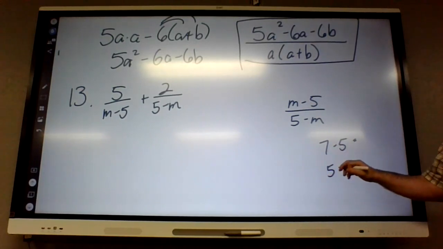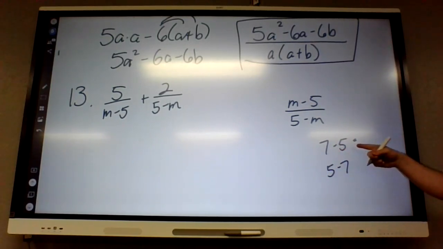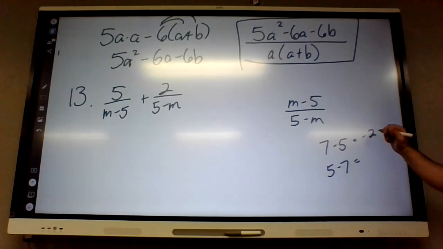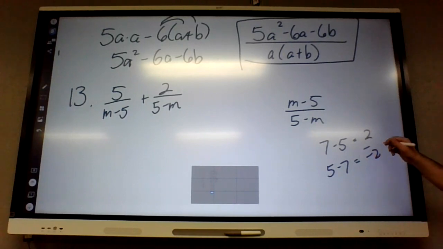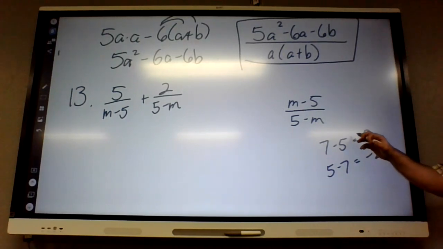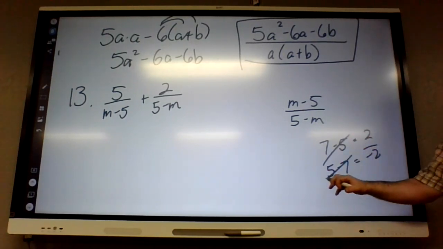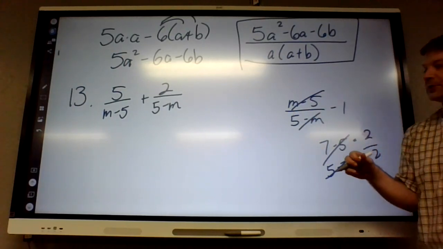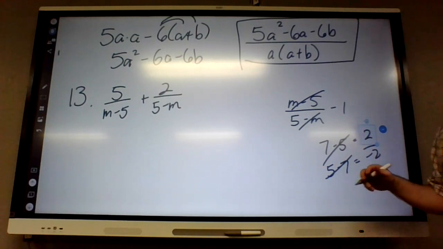If I subtract things in opposite order, what's 7 minus 5? What's 5 minus 7? 2 and negative 2. So, do they reduce? Yes, but they leave a negative behind. They're opposites of each other. One's 2, one's negative 2.